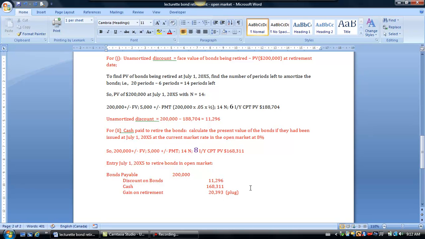But then again, as I say, that's also the difference between your $188,704, if you want to think of it this way, and the amount of cash that you're going to pay out to retire the bonds. Same thing. So this concludes our presentation on bond retirement in the open market.